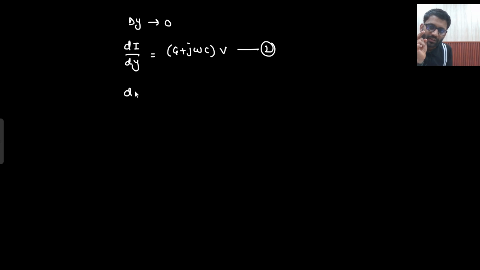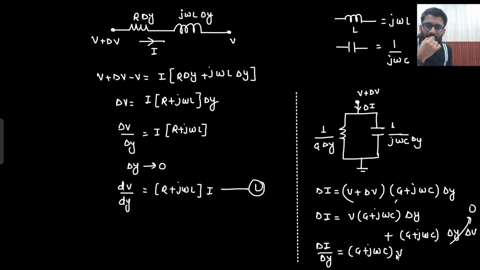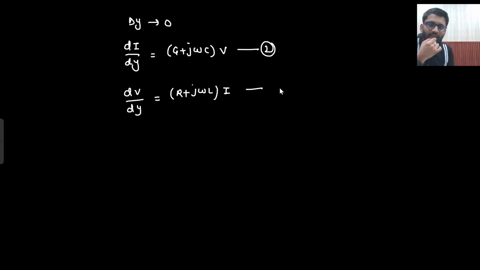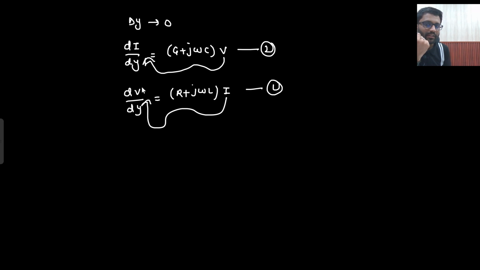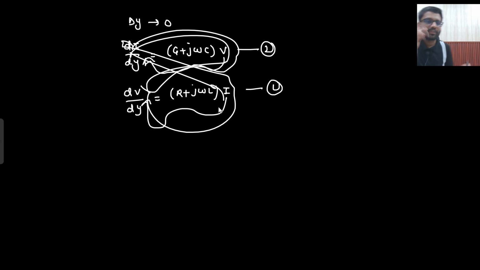And what was your equation 1? dV by dy equals R plus j omega L into I, right? This was your equation number 1. From here you can also get to know one thing: a voltage is developing a space-varying current, and a current is developing a space-varying voltage. Voltage, current, current, voltage, wave is traveling.